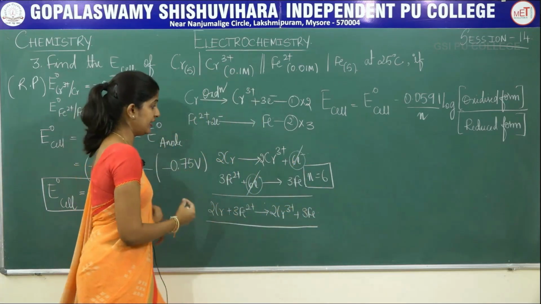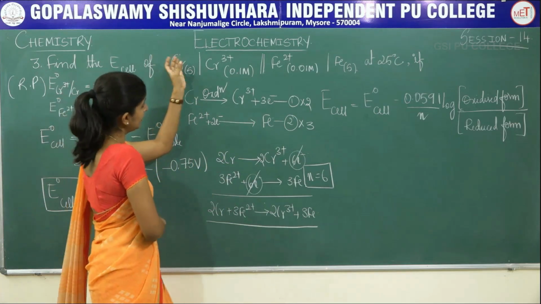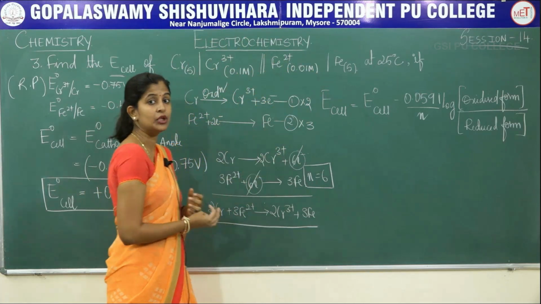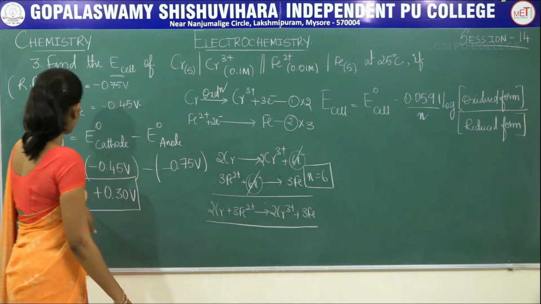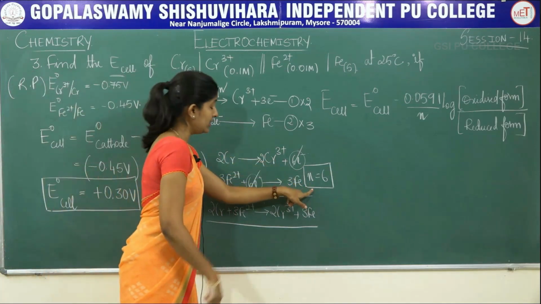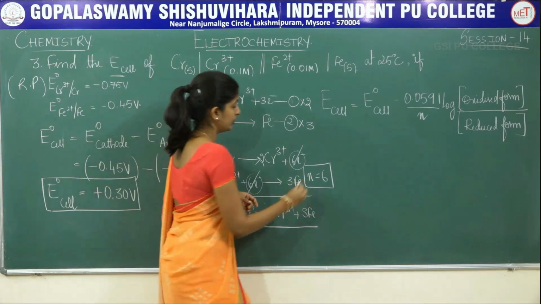So the total number of electrons that has been transferred in this reaction from chromium to iron, obviously it is from chromium to iron, is equal to 6 electrons. So N is equal to 6. You have got E naught of cell, it is plus 0.34 volt. Then N is equal to 6. Now I have to substitute it.